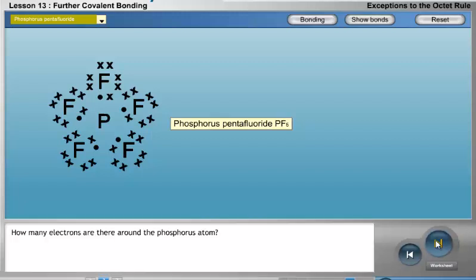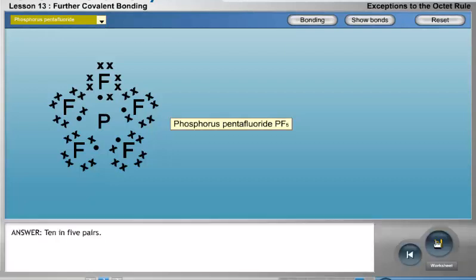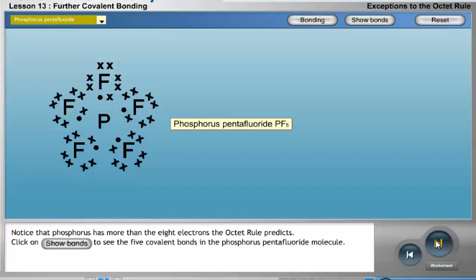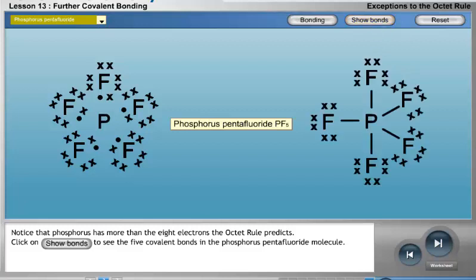How many electrons are there around the phosphorus atom? Answer: 10 in 5 pairs. Notice that phosphorus has more than the 8 electrons the octet rule predicts. Click on Show Bonds to see the 5 covalent bonds in the phosphorus pentafluoride molecule.